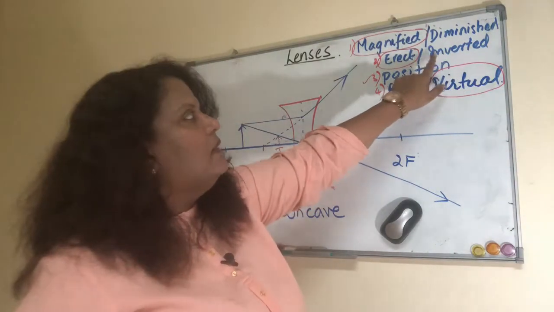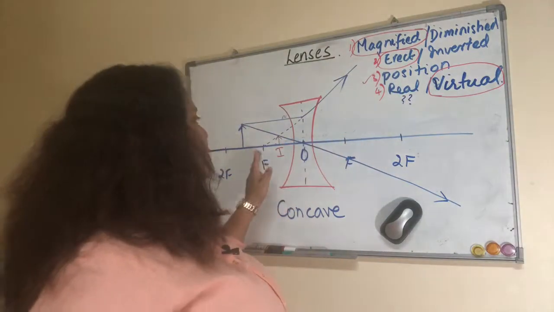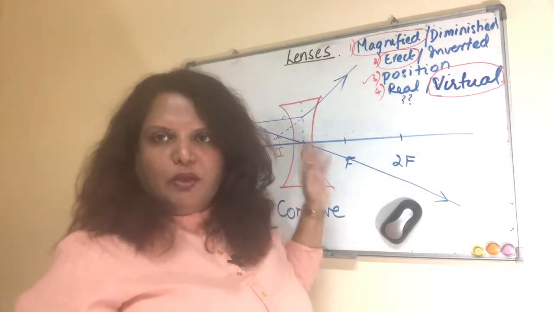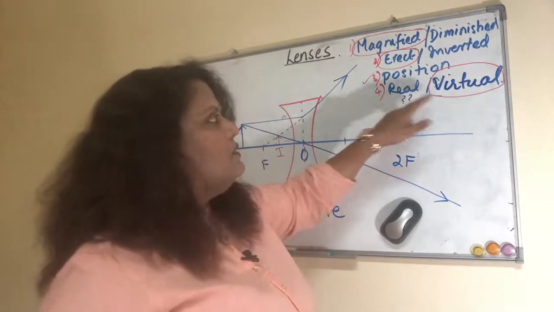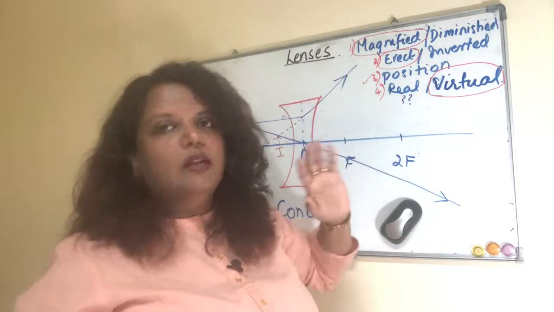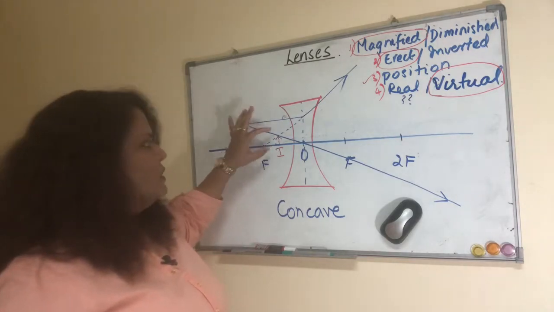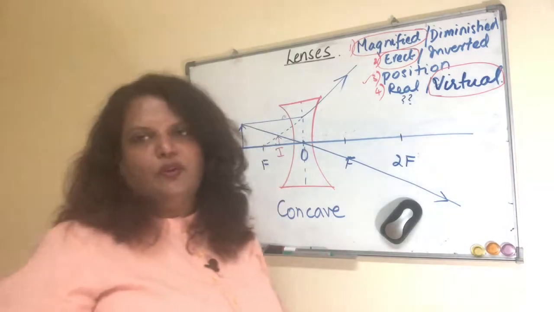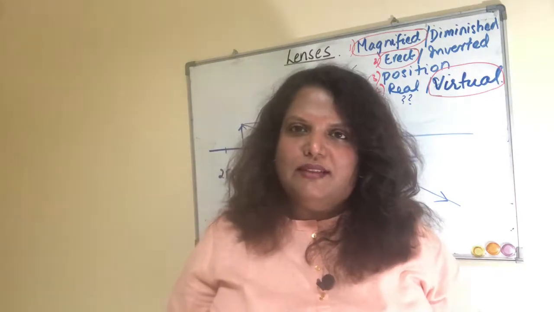And will it be inverted? No, it will always be erect, and the position will be formed between F and O, between the focal point and the optic center, right? Then, is it real or virtual? It's always virtual. I have circled it for the previous one. So here, how do you describe it? Diminished, erect, virtual, and it is formed between F and O. That's about the construction of ray diagrams in a concave lens.